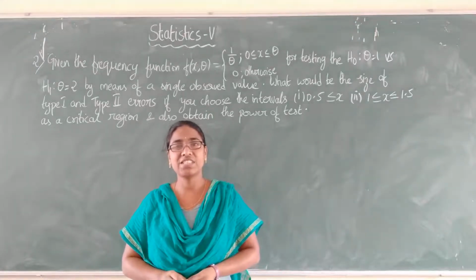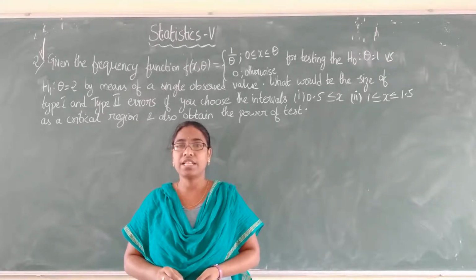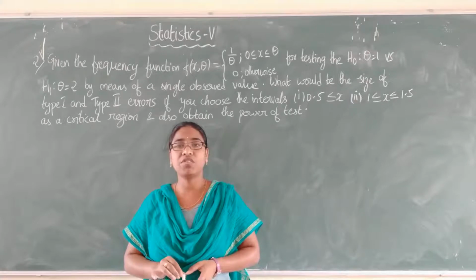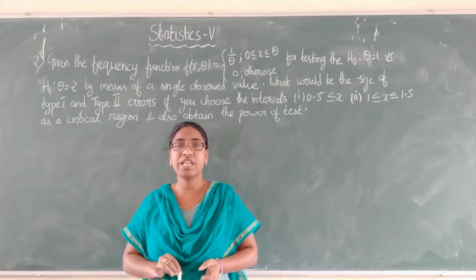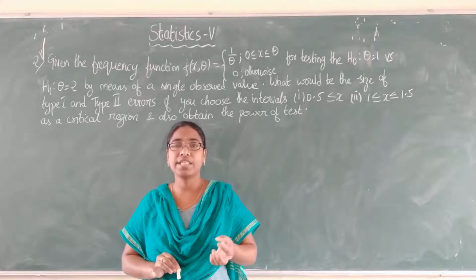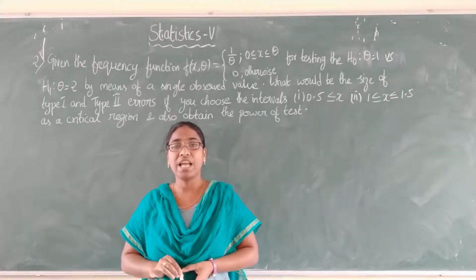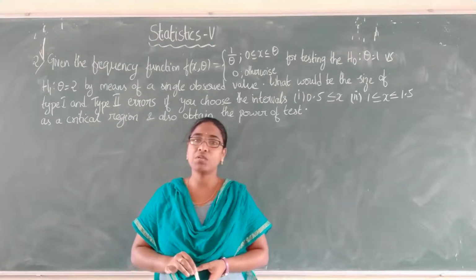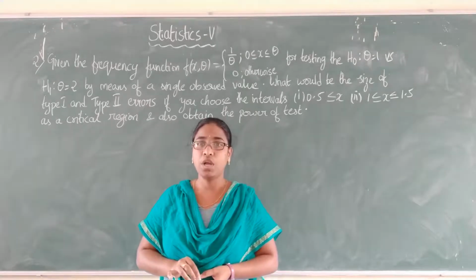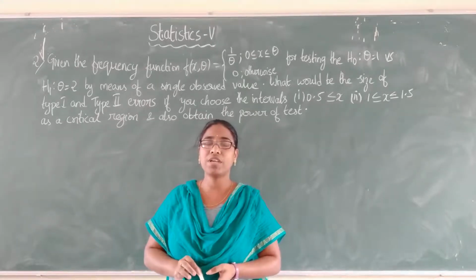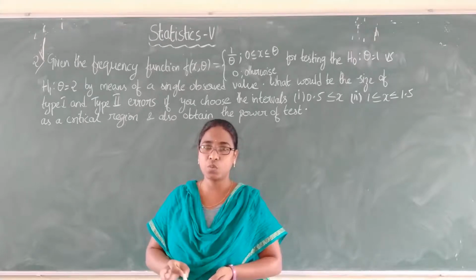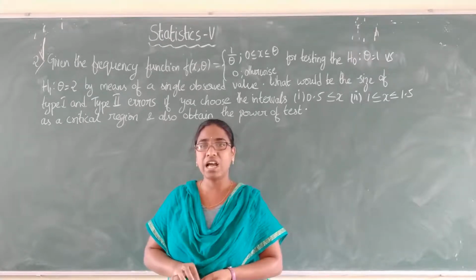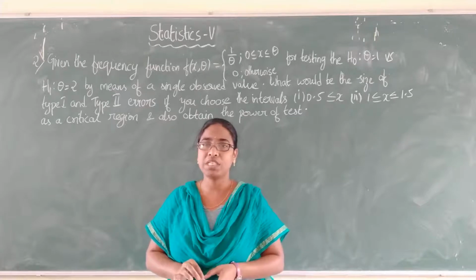In the last class we discussed the test function. The test function is the probability of rejecting H0 when X equals x, and it is denoted as pi of x. Pi of x takes two values, 1 and 0, and if pi of x equals some gamma which lies between 0 and 1, then we reject the null hypothesis with probability gamma.